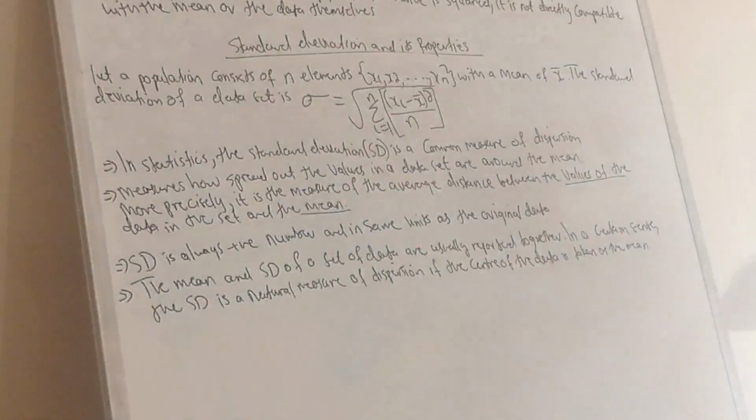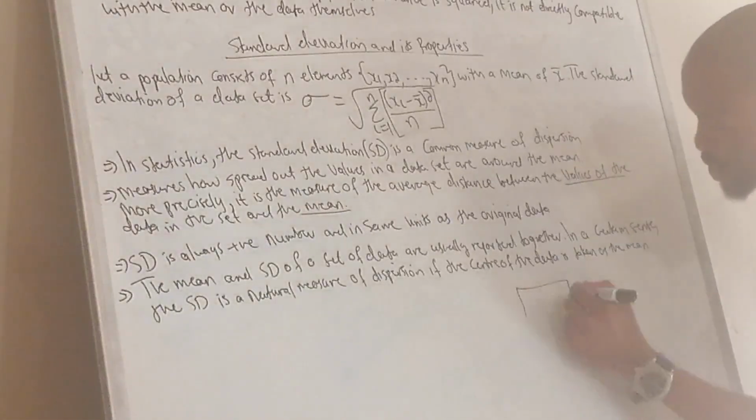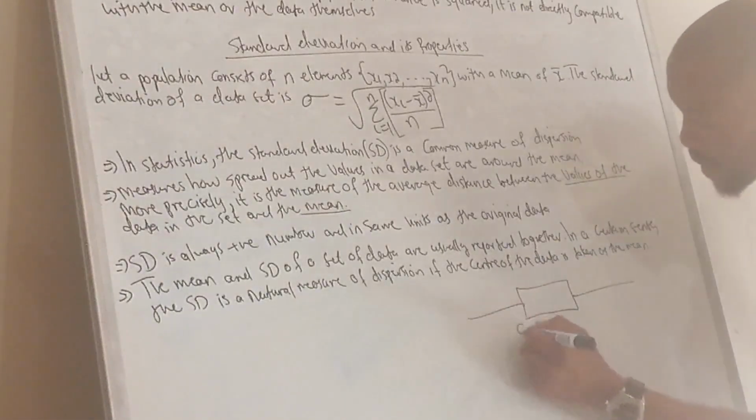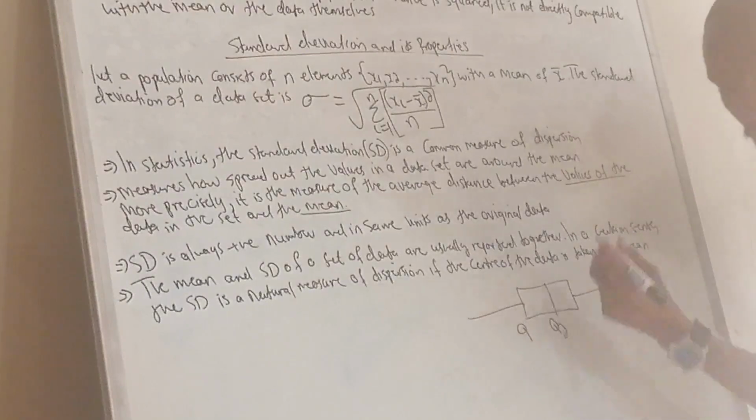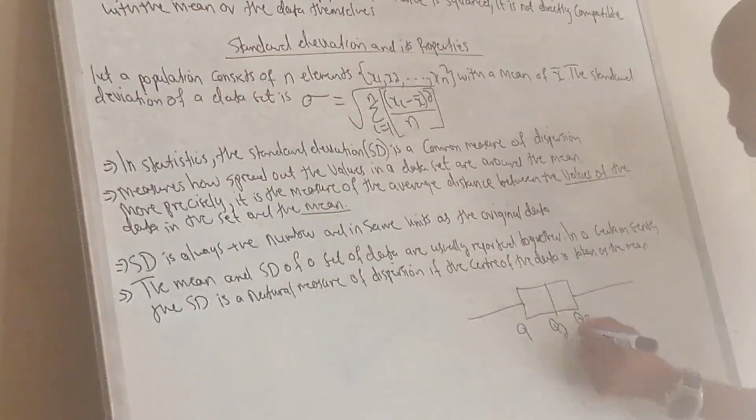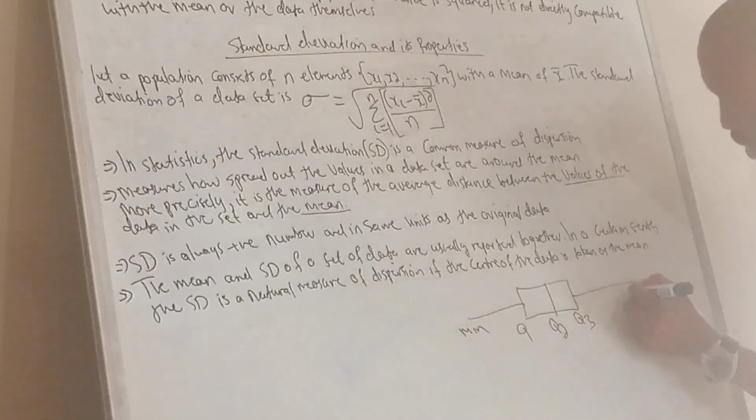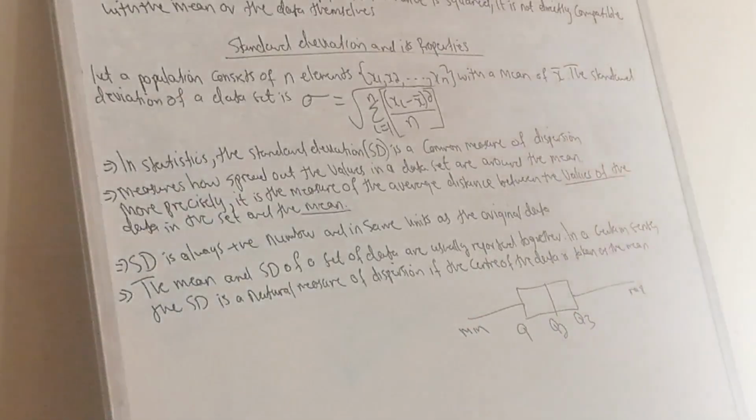Q2, in terms of a box and whisker, that we explain. On Q1, on Q2, that is skewed to the right. On Q3, on the minimum, on the maximum. The standard deviation and the mean are usually reported together.